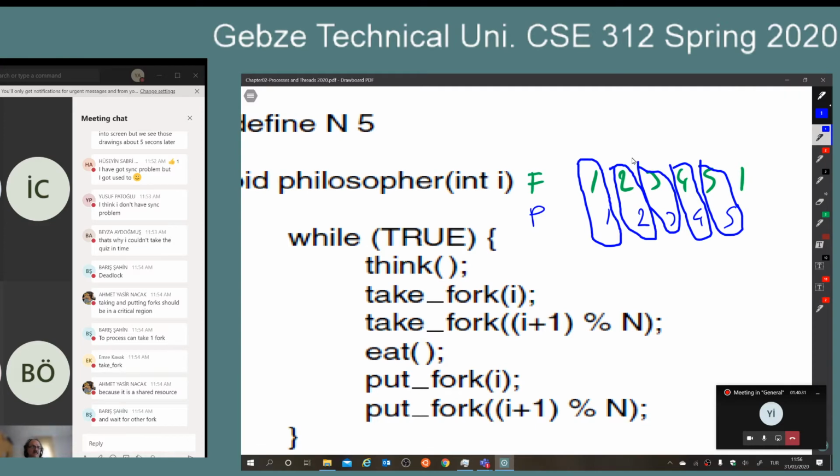So all of them are blocked. Nobody can continue. Everybody's waiting for something else. That's the problem. So I think this is what Baruch Shahin means when he says deadlock, okay?